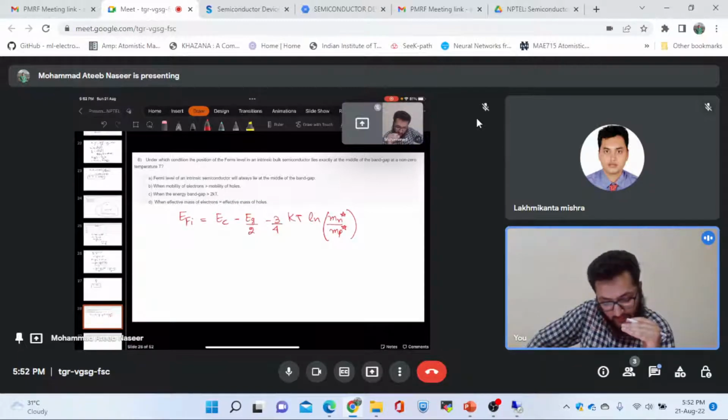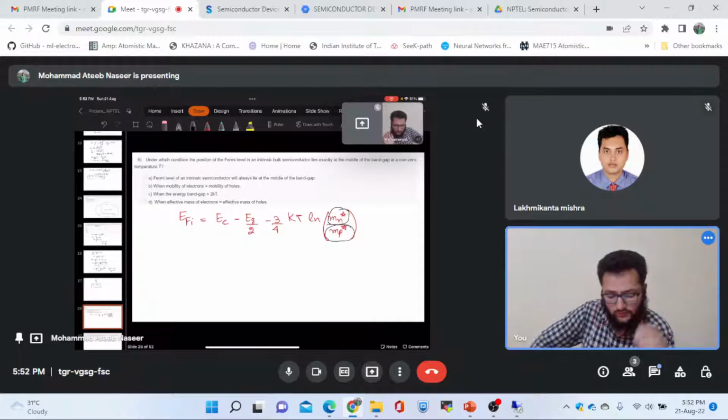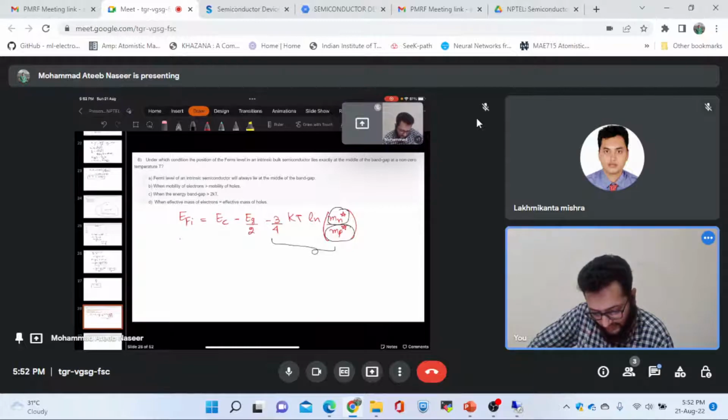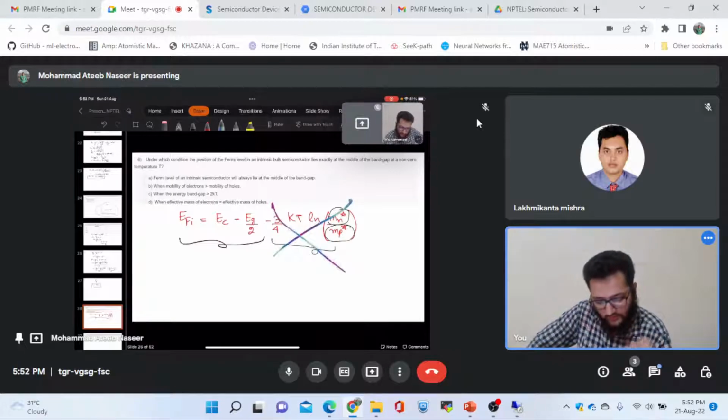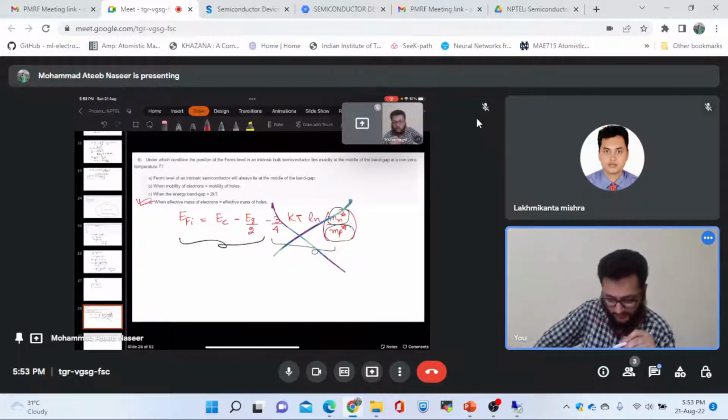Now, from this equation, it is clearly visible that for this Fermi level to lie exactly in the middle of some intrinsic bulk semiconductor, these masses over here, Mn and Mp, should be equal so that we don't get this term. It is as simple as that. So if Mn star is equal to Mp star, we'll be simply left with this portion, and this portion will be gone. So clearly here, option D is the option to go with.